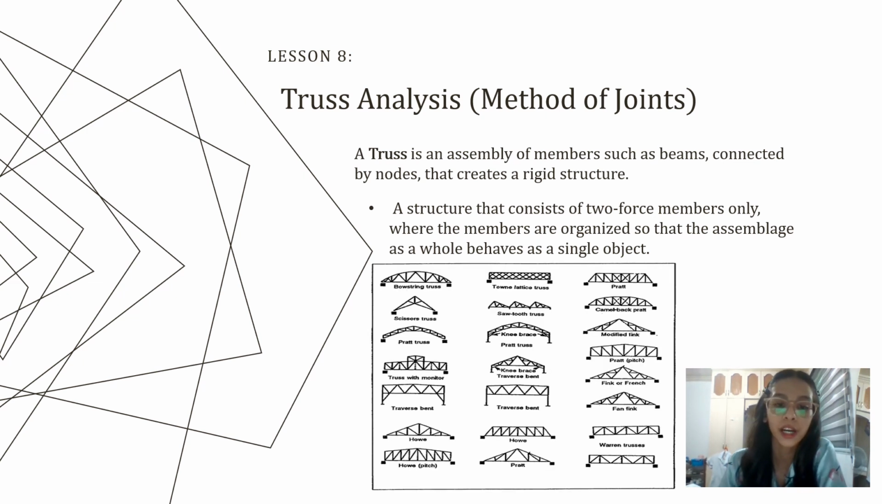Here are examples of trusses: the bowstring truss, the scissors truss, the fink truss, truss with monitor, traverse bent, Howe truss, then the fink truss, another fink truss, and the different kinds of trusses.